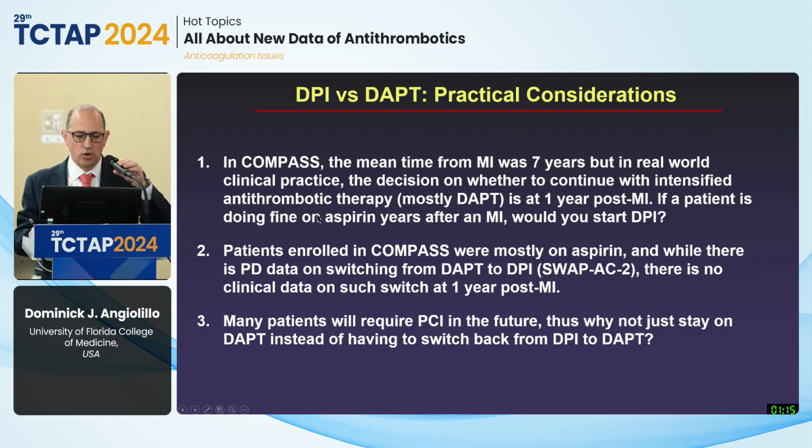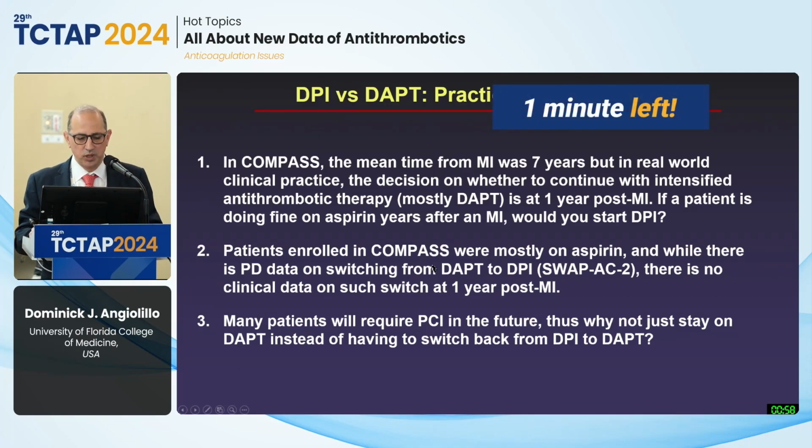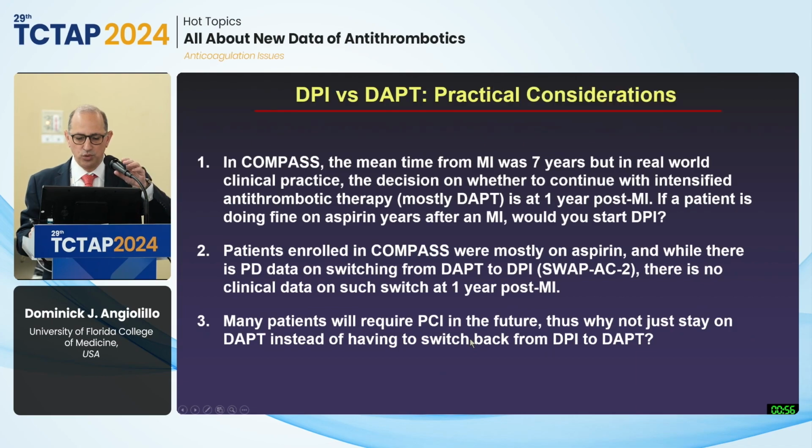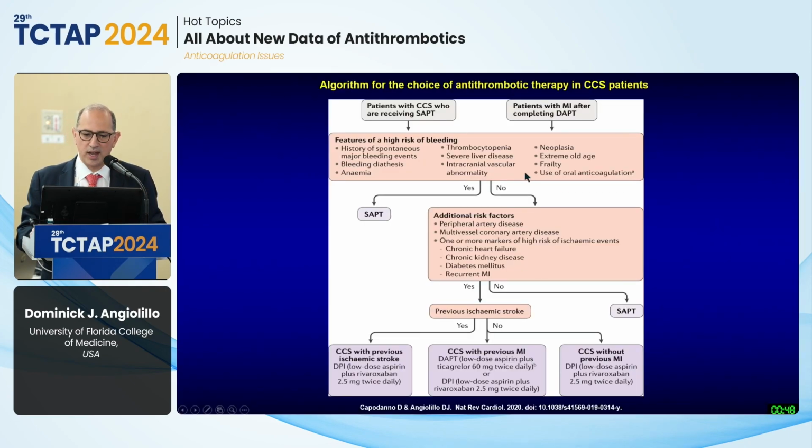Also, if a patient is doing fine on aspirin many years after MI, why would you start DPI? Let's not forget that in the COMPASS trial, most patients were on aspirin, and these were not patients that were switched from DAPT to DPI. We don't have any data on that. And we know that many patients in the future will require PCI, so why not just stay on DAPT instead of switching to DPI? I'm going to conclude with this algorithm, which we recently published.